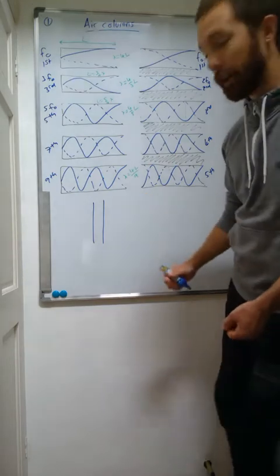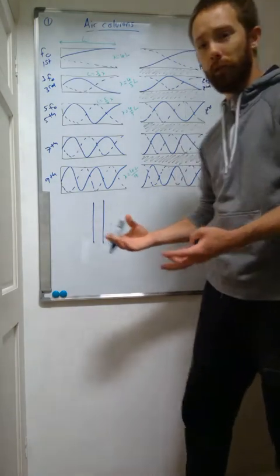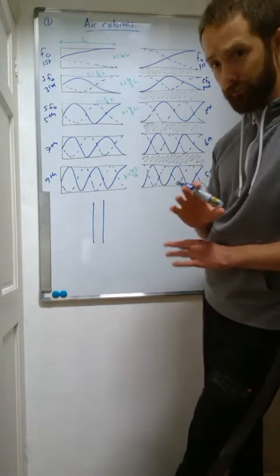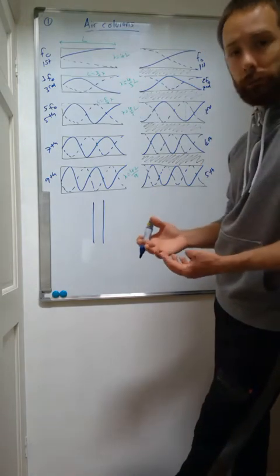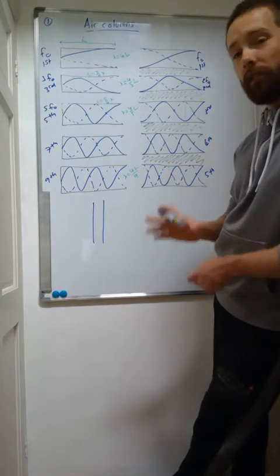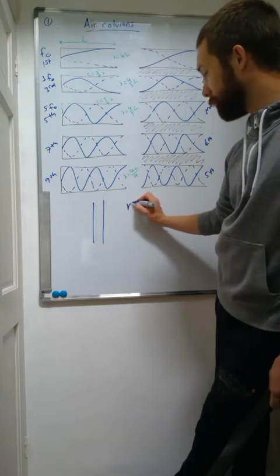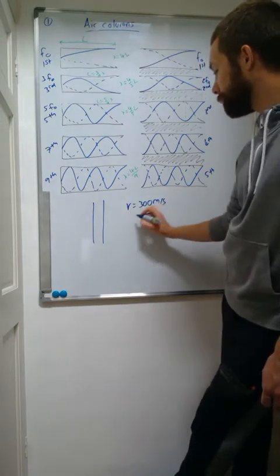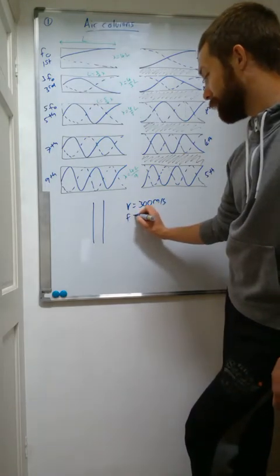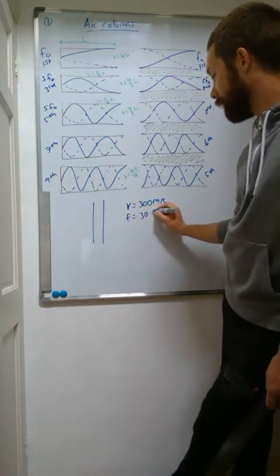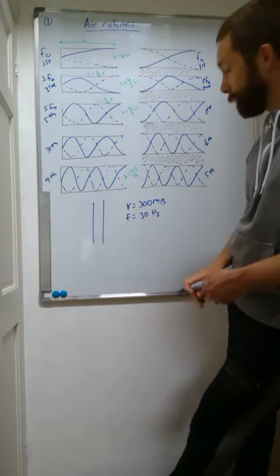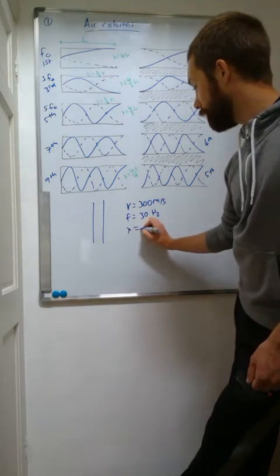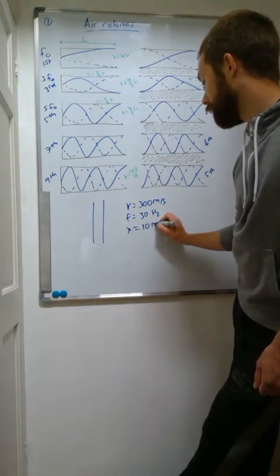The speed of sound is about 340 meters per second, but let's go for some very simple calculations here. Let's say the speed of sound was 300 meters per second, and we wanted to make a frequency of 30 hertz, for example. Our wavelength is obviously going to have to be 10 meters.